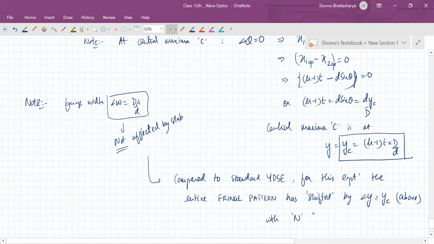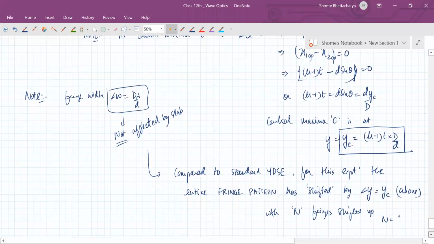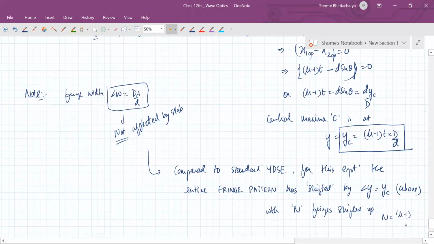okay, with that capital N number of fringes shifted up, where that capital N is nothing but (mu minus 1) into T by lambda. So if that capital N is, let's say, 500.56, it means 500.56 fringes have shifted up like that.